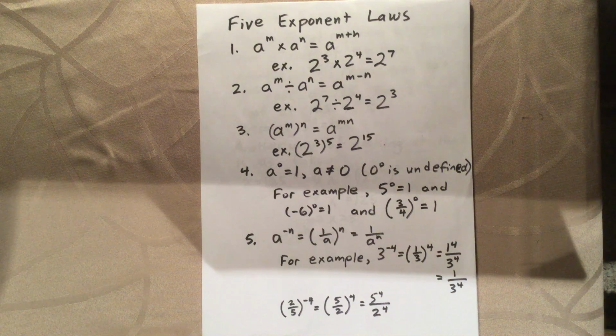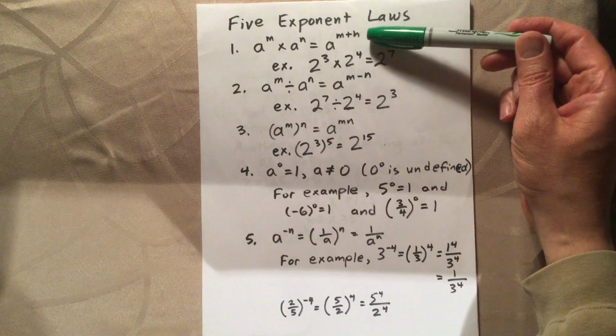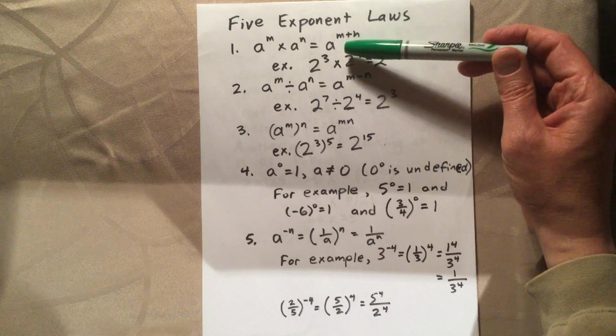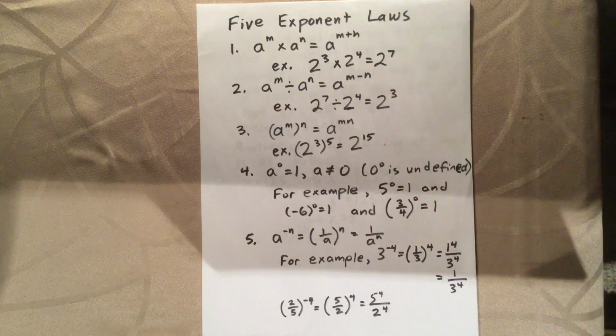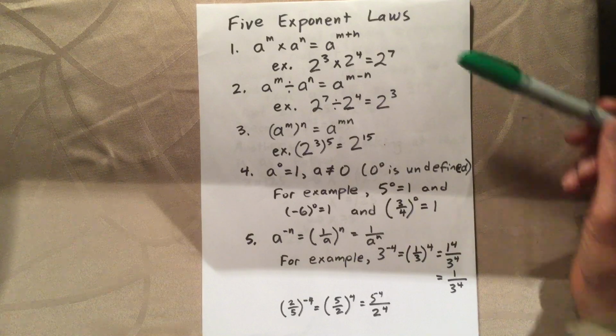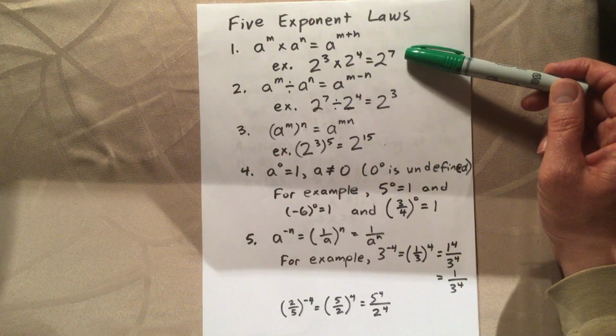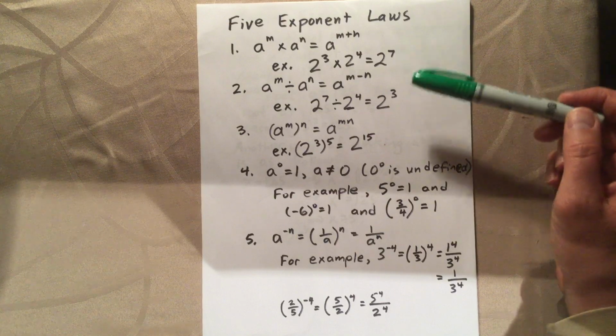In this lesson, we're going to talk about the 5 exponent laws. The first law says that when multiplying powers with like bases, you keep the base the same and add the exponents. So in other words, a to the m times a to the n is a to the m plus n. An example of that would be 2 to the 3 times 2 to the 4. The answer to that would be 2 to the 7, because 7 equals 3 plus 4. We leave the base the same, and we add the exponents.